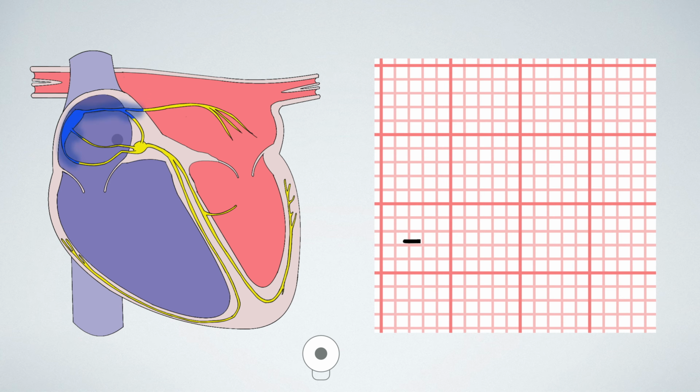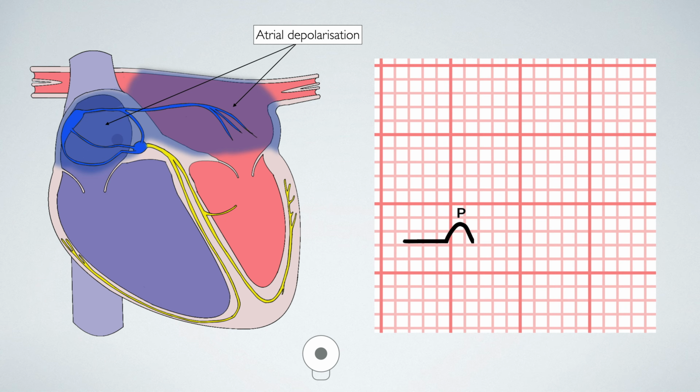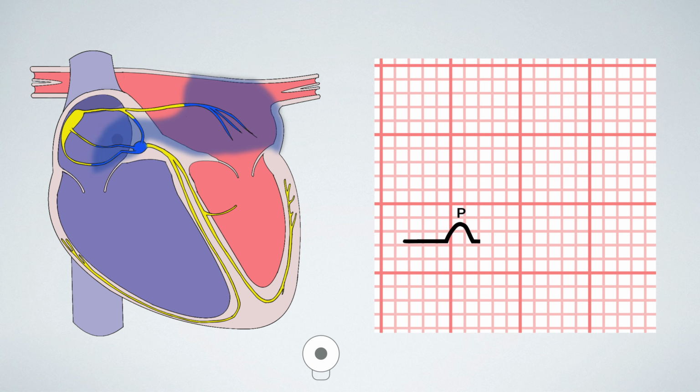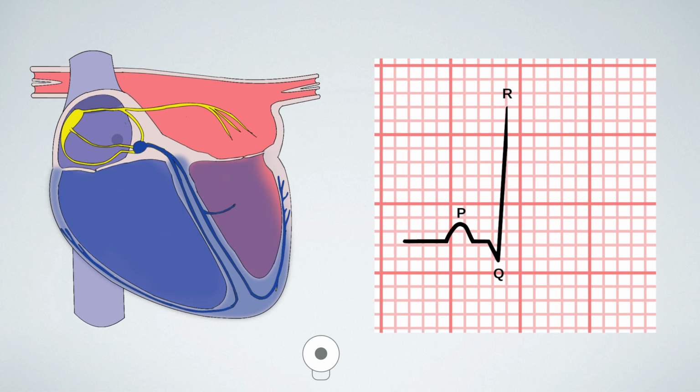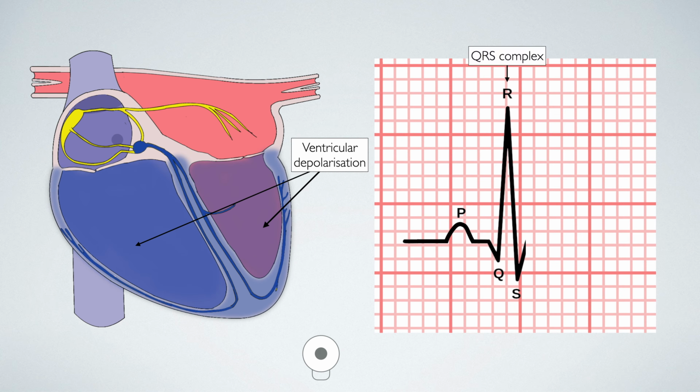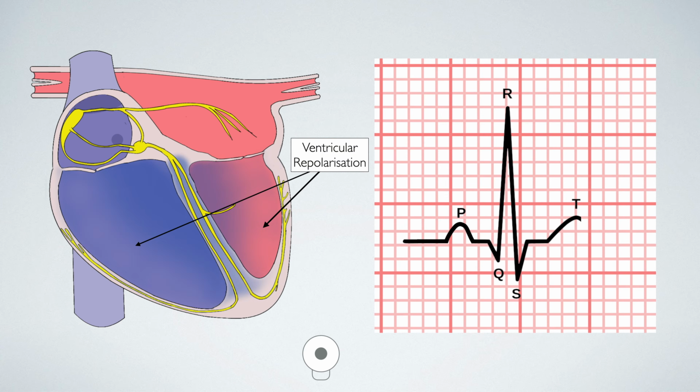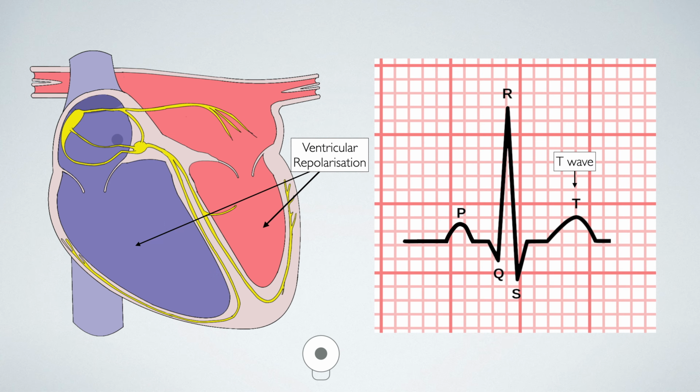In the previous episode, we learnt how atrial depolarization is presented on an ECG as a P wave. Ventricular depolarization produces a QRS complex, and ventricular repolarization generates a T wave.